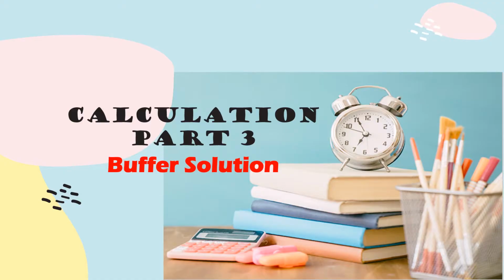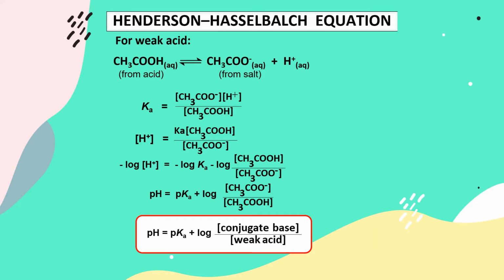Hi all, this is the sixth video for chapter 7, Chemical Equilibrium. Today we are going to discuss the calculation part 3, buffer solution, which involves the Henderson-Hasselbalch equation. So what is the Henderson-Hasselbalch equation? Before we start, we are going to look at how it is derived.